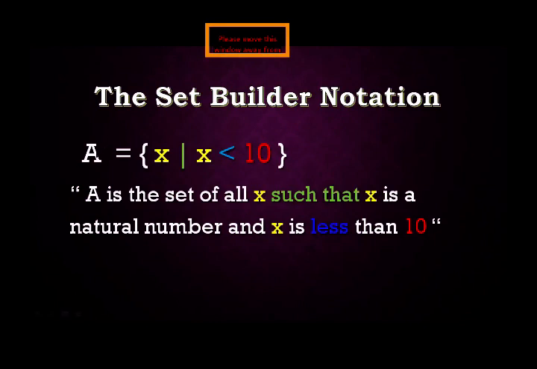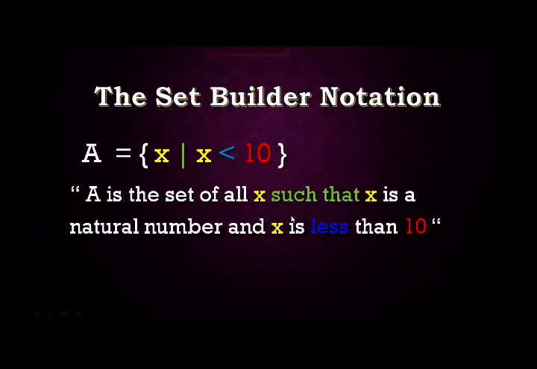How will we read this one? As we all know, A is a notation that represents the name of the set. So we read it as: A is the set of all x. This vertical line, we read it as "such that". x is a natural number and x is less than 10. This symbol represents less than, and the last range is 10.